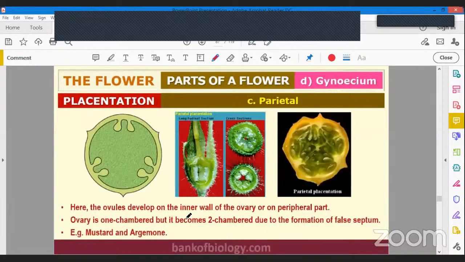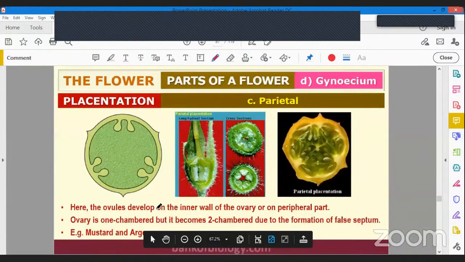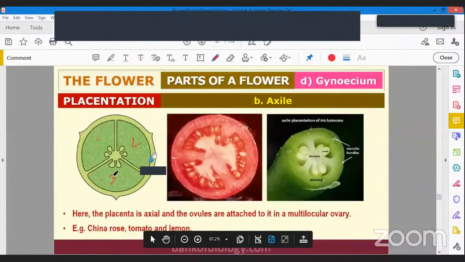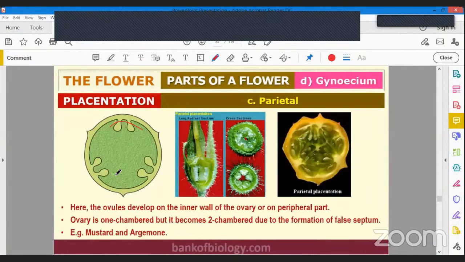Next we go to parietal placentation. So what happens in parietal placentation? The ovules develop on the inner wall of the peripheral part. Can you see here? Inner wall, this wall here. The ovary is only one chambered. There are no divisions, there are no locules, just one single chamber. Sometimes it might look like a two chambered one because of a false septum. Something might arise like this, but it will not completely join. So keep that in mind.